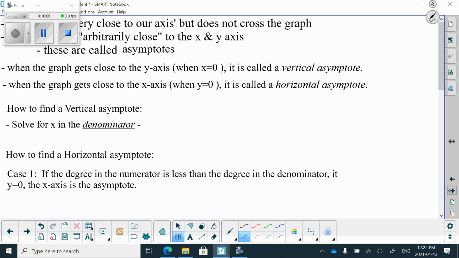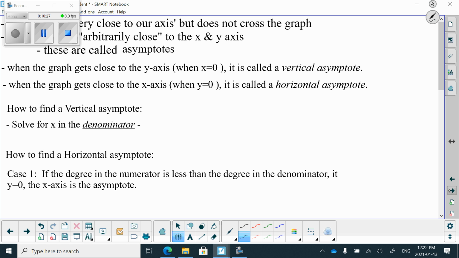Yeah, you've got this. The graph gets very close to our axis, so we do not cross the graph. The graph gets arbitrarily close. The x and y axes are called our asymptotes, which I've said. When the graph gets close to the y-axis, where x equals 0, it's called the vertical asymptote. And when it gets close to the x-axis, it's called the horizontal asymptote because we have a horizontal line and a vertical line. So, how to find all this stuff?